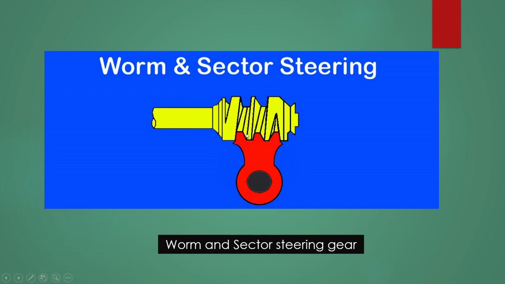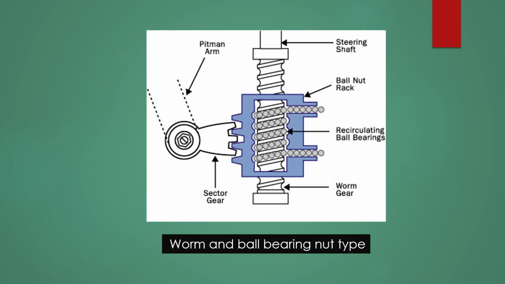Next is the worm and sector type. Instead of a nut, it will have a sector at this point. As this gear rotates, this sector will have a reciprocating movement at this point, and the shaft rotates. Then that movement is given to the drop arm. Next is the worm and ball bearing type. Here there is the worm with the shaft, and there will be a sector gear, and a number of ball bearings mounted inside for ease of operation and for smooth movement. And that sector gear is then connected to the pitman arm or drop arm.